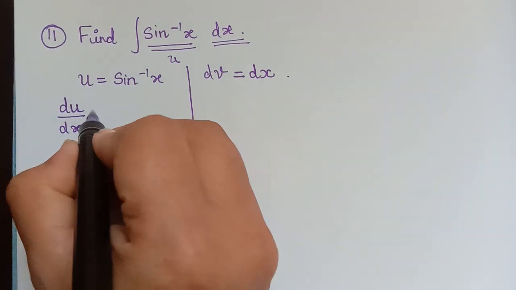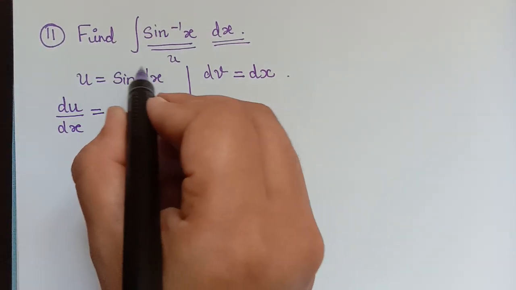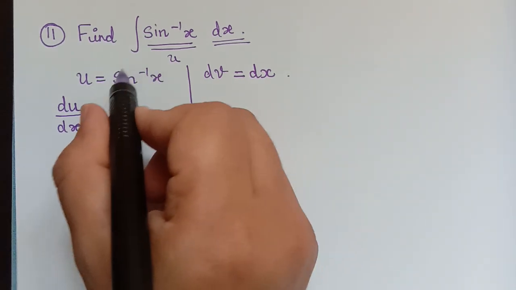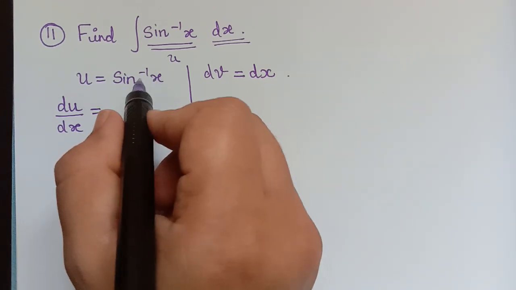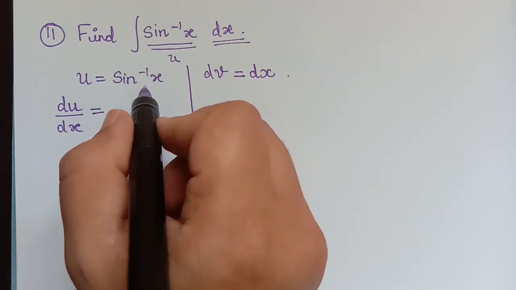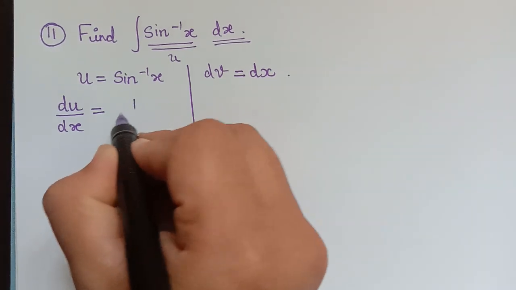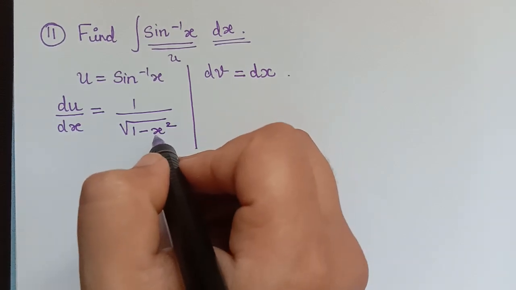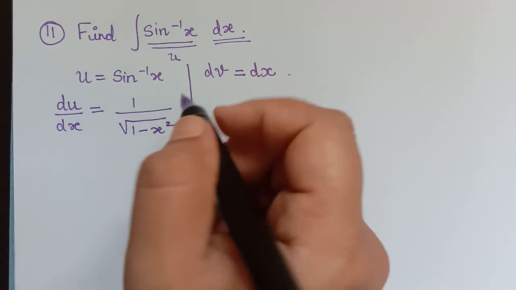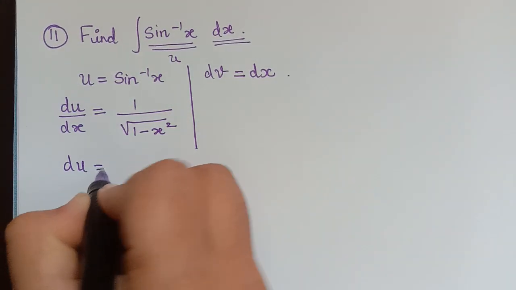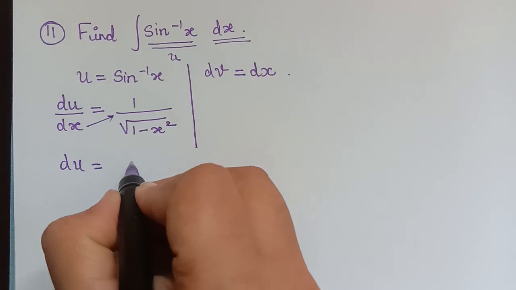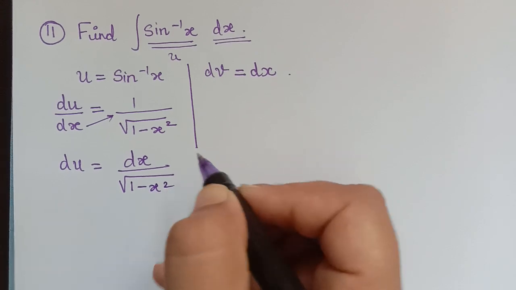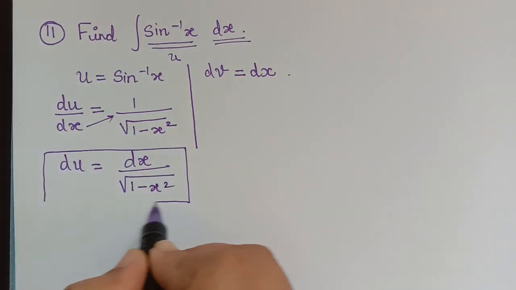So du by dx will be equal to the differentiation of sine inverse of x with respect to x. So what is the formula for differentiation of sine inverse of x? We do have the formula. That is 1 divided by square root of 1 minus x square. So from this we obtain du to be equal to, taking this dx to the right, dx divided by square root of 1 minus x squared. So this is du that we have obtained.